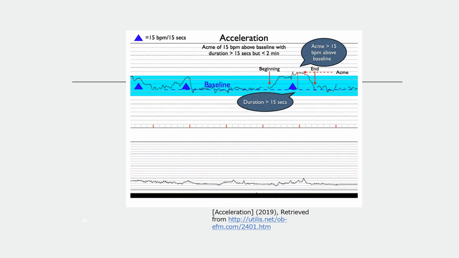Well, as long as it's not sustained for more than 10 minutes, okay? If that baseline stays up there, that heart rate stays up there for 10 minutes or longer, it's considered a baseline change, and now you have fetal tachycardia. Okay, really different story than acceleration, because we are concerned about fetal tachycardia.